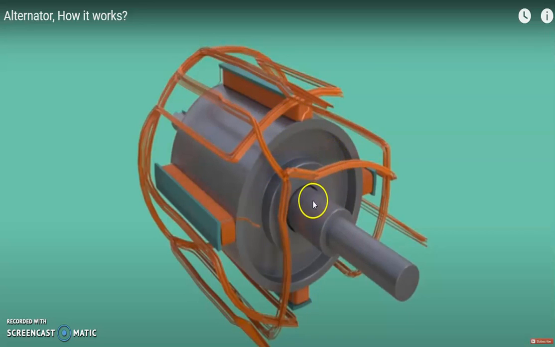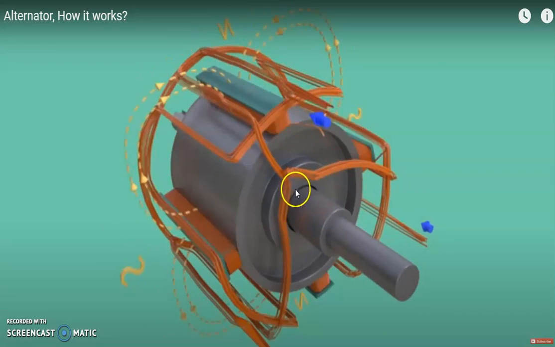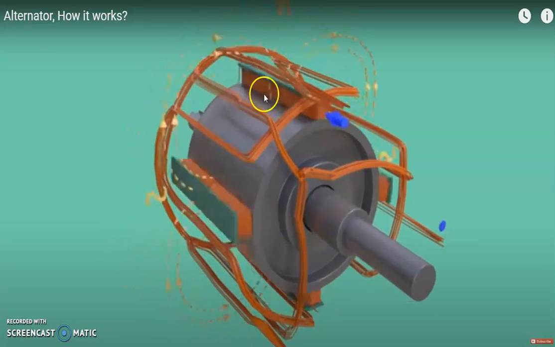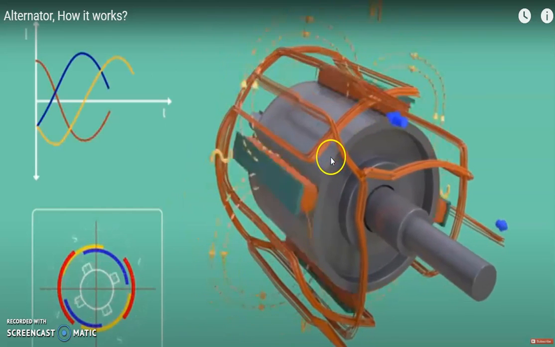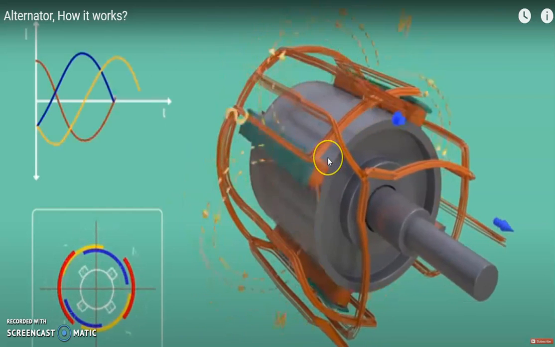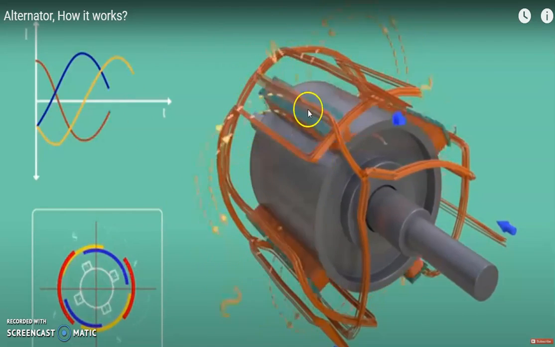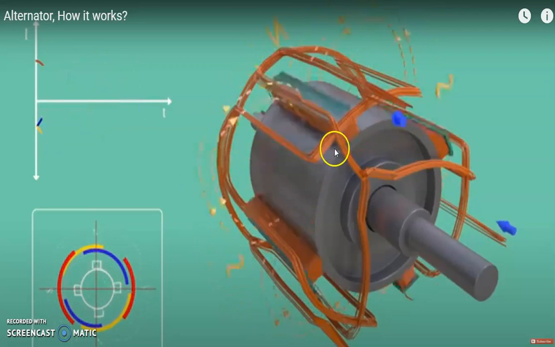Now we can assume that this is a star connected winding provided for the three phase connections. Now what will happen once it starts rotating? Because of this, the field winding, which is energized by the DC source, is going to interlink with these three windings.